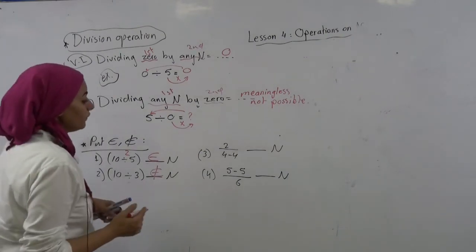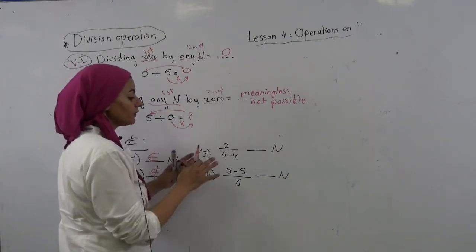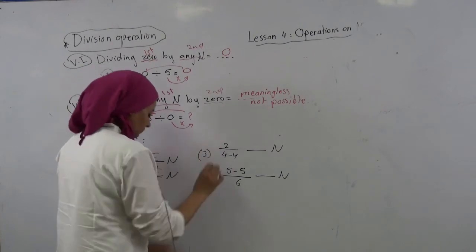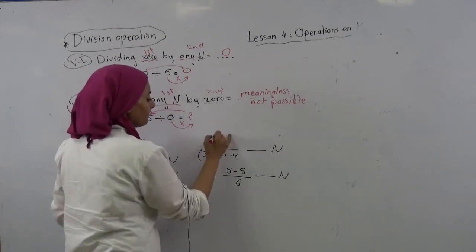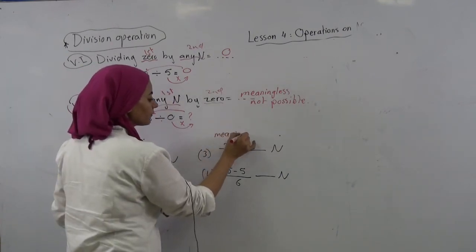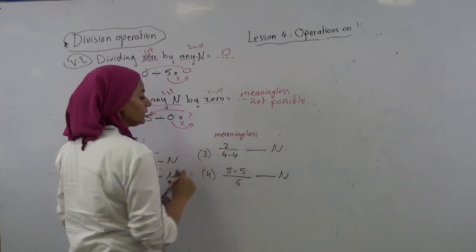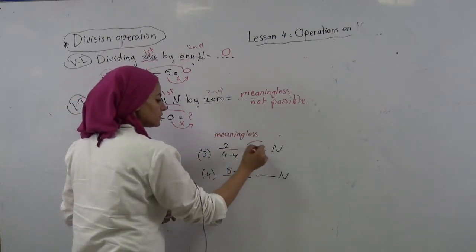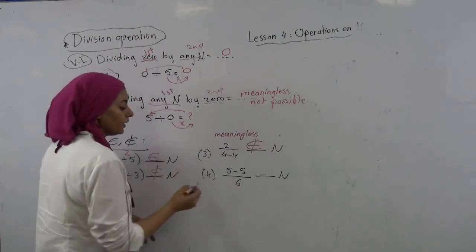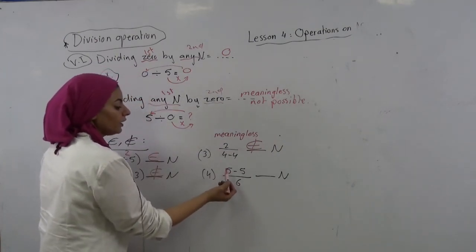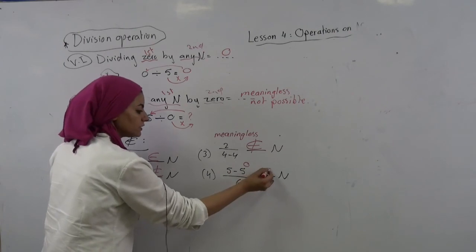Number 3, 2 over 4 minus 4, on the calculator as it is. This will give me meaningless or math error on the calculator, where we are going to choose meaningless or not possible. And of course, there is nothing like this in the naturals. Number 4, if we do it, it will give me 0, and 0 belongs to N.